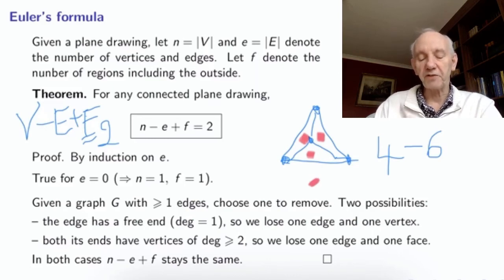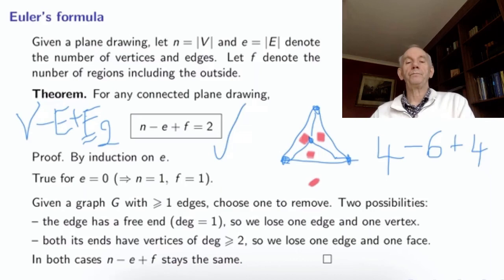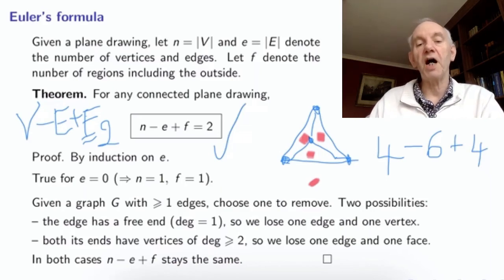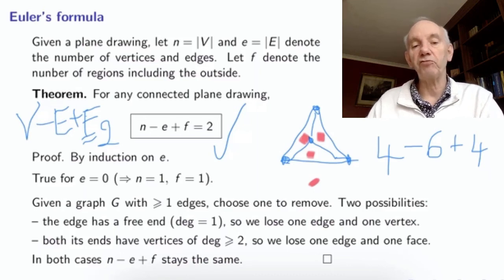You can also think of this sort of looking into a tetrahedron. So in a sense, the outside face is like counting the face you're looking into. So anyway, this is plus 4, so the total is again 2. That's applying Euler's formula to a planar graph, or planar diagram, I should say, plane diagram of the graph.